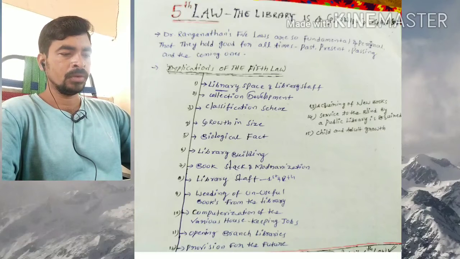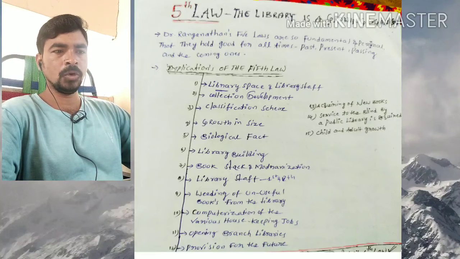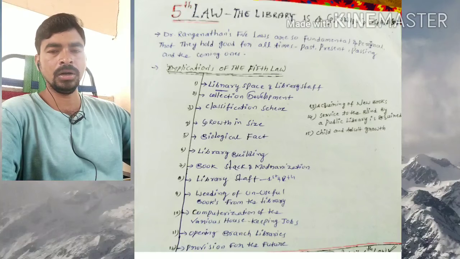Computerization of the various housekeeping jobs. Opening branch libraries. Provision for the future. Acquiring of new books. Service to the blind by public libraries required. Child and adult growth.